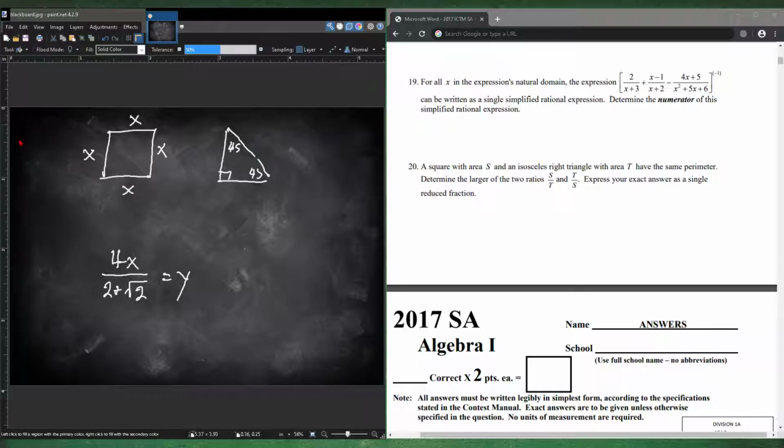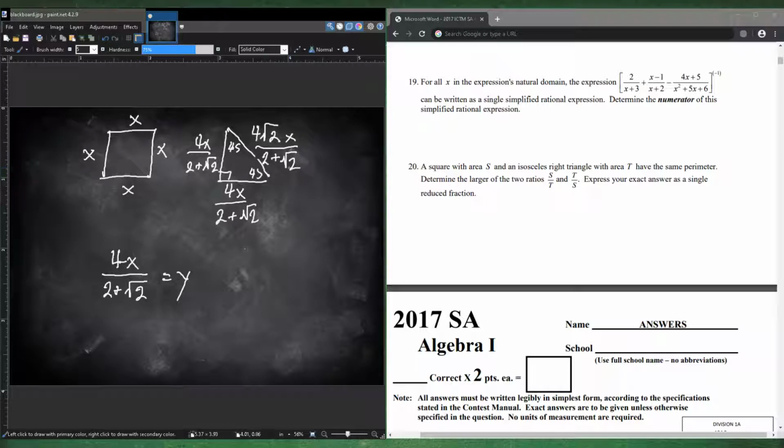Okay. So both of these sides were y, so 4x over 2 plus square root 2, and this one's 4x over 2 plus square root 2. And this one was just y times square root 2, so we just had to multiply by square root 2. So 4 square root 2 x. The x is outside the square root, okay? Just make sure of that. Okay, so now we know that's true.